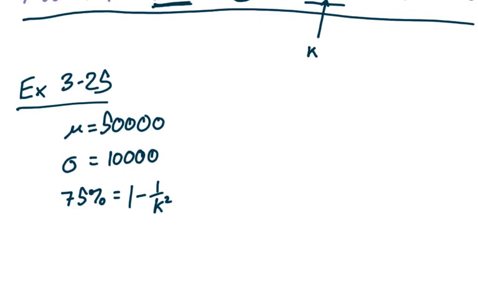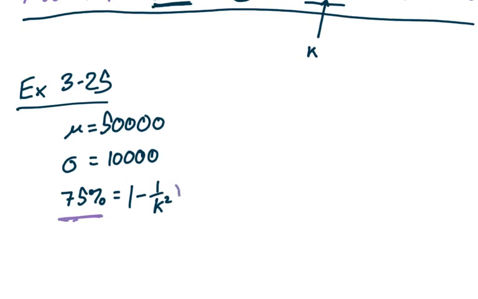So in example 3-25, it's talking about prices of homes. It says the mean price of houses in a certain neighborhood is $50,000, and the standard deviation is $10,000. Find the price range for which at least 75% of the houses will sell. So notice here, they're telling us the proportion. The proportion that they gave us is 75%.